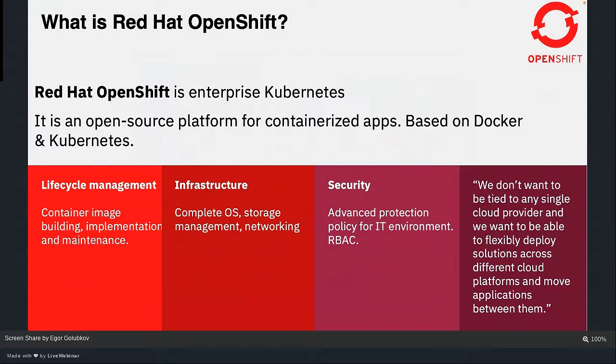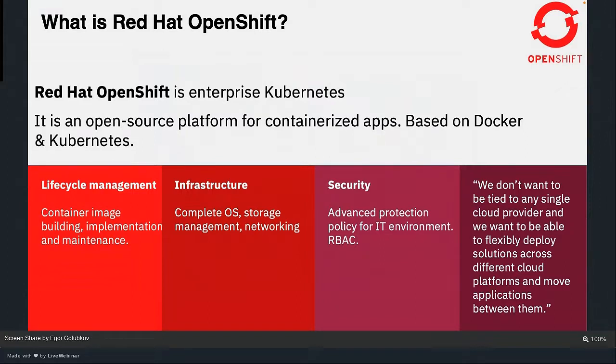Then there is security. So OpenShift adds additional authentication and authorization mechanisms, and provides seamless collaboration with Active Directory and also other third-party applications to ensure the highest advanced protection policy for your environment. Then there is also this RBAC, role-based access control, so you can define which users get access to which data in your company.